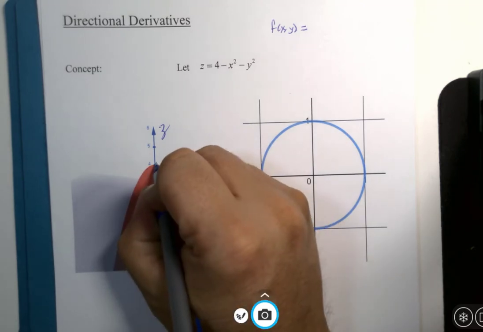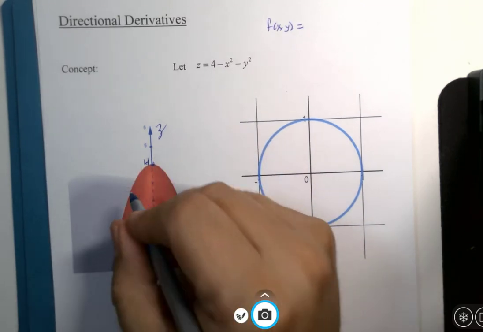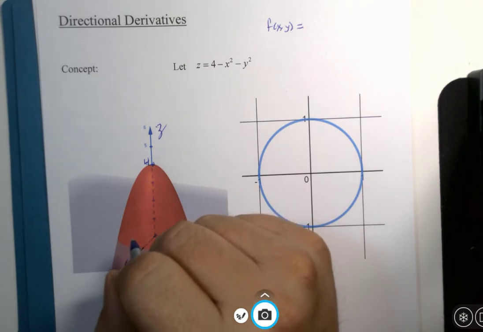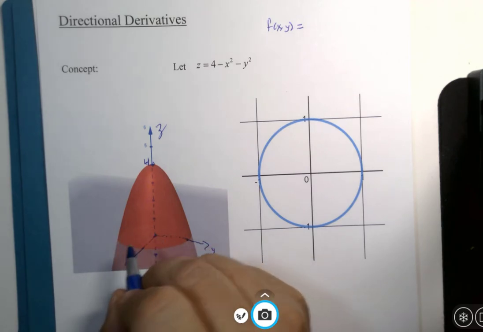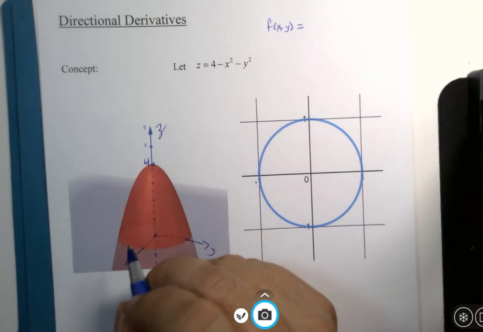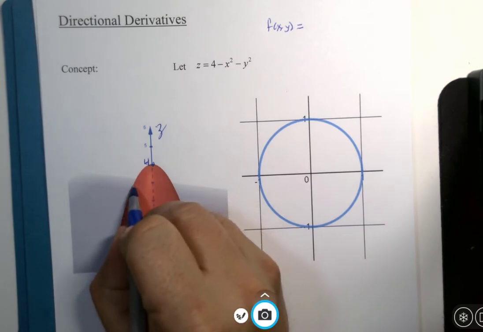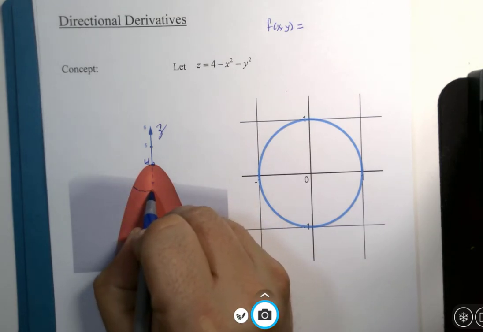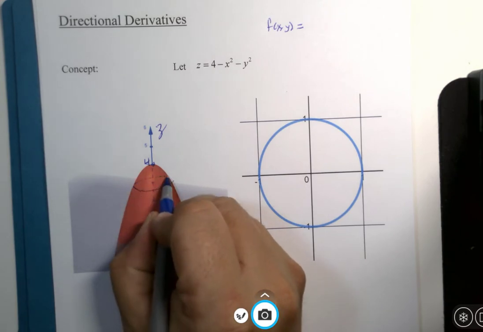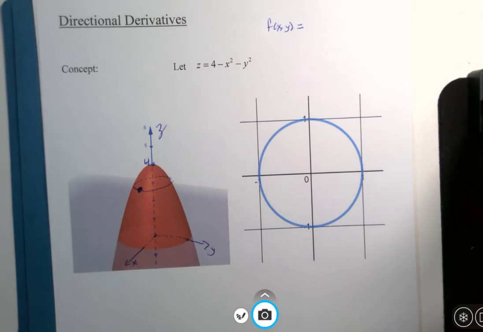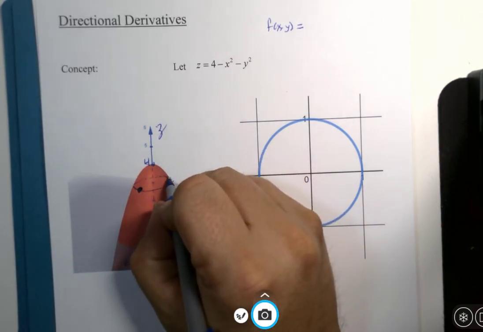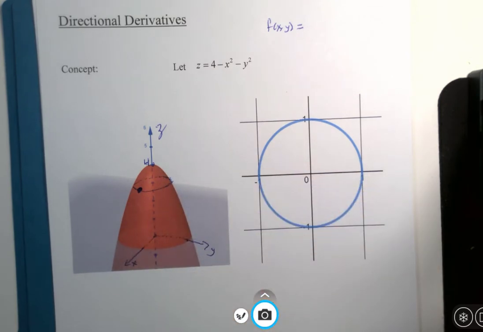So 4 units up, and it opens downwards. It's the parabola bowl, I like to nickname it. Now I want you to imagine that you're standing at some point on the surface above the xy plane of this graph. Let's suppose that we were like right here. Suppose we were right there at that point on the paraboloid.